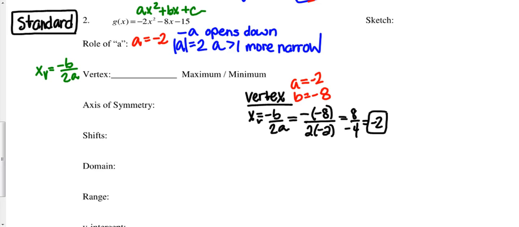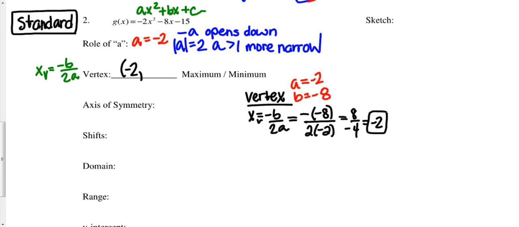Hopefully we match. If we don't, please check for a sign error maybe. But this should be pretty straightforward, I hope. With practice, we'll get really good at it. Now that's only half of it, right? Because that's only the x value of the vertex. So how do I go find this y value?